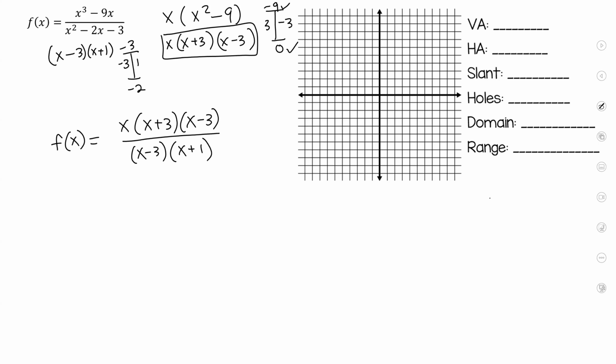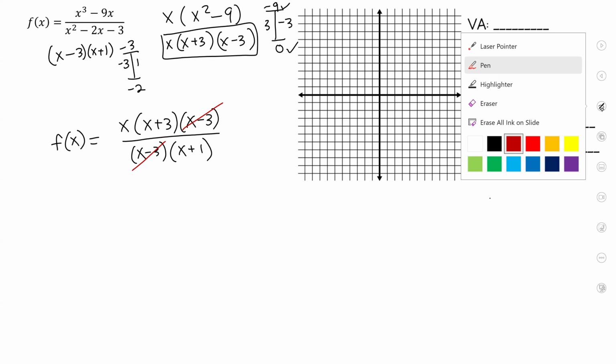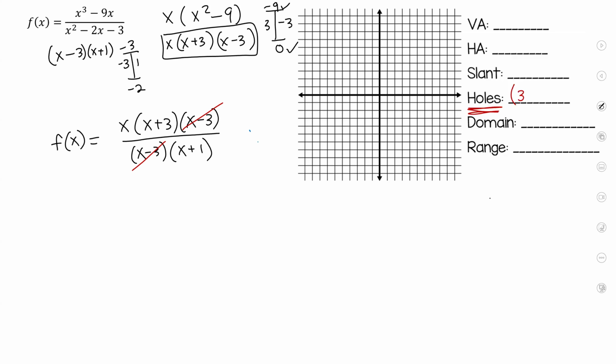Okay, and look at what cancels. That and that cancels out. That means I will have a hole. So my hole is going to be the x value 3. And the reason why I know that is because whatever we cancel out, we set that equal to 0 and solve. So if you add 3 to both sides, you get x is 3. That is the x value of the hole.